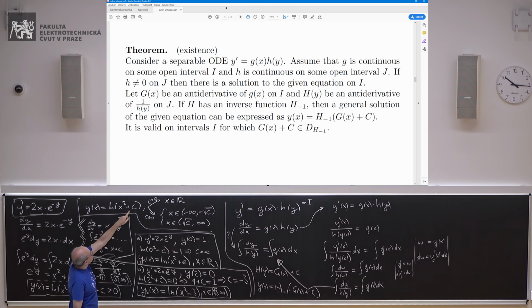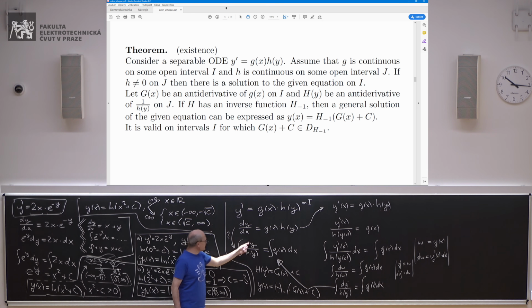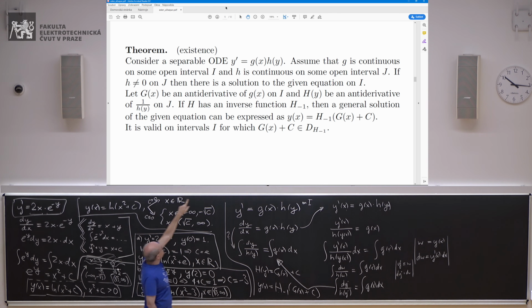We also assume that H is continuous on some other open interval, and it's not zero on that interval. Why? Because we want to be able to divide. So 1 over H is now a function which exists on this interval J. We denote by capital G the antiderivative of little g, and we know that exists because of the continuity, and also by continuity, because H is continuous and not zero, then 1 over H is continuous. We also have antiderivative to 1 over H. Yeah, that fits. And if H has an inverse function, then we can find a solution. Wonderful.